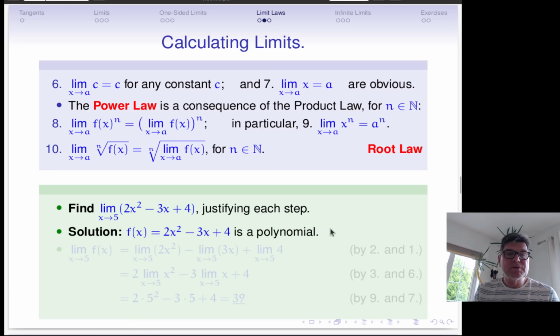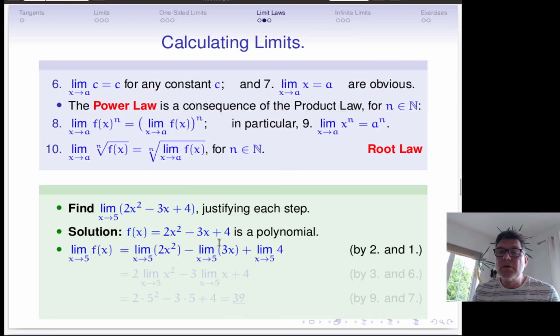So we use the notion of sum, difference, or multiples of functions here not to make new functions from old ones, but to take the new function and decompose it into older, simpler parts, as follows. The expression we're dealing with here is a polynomial. A polynomial is a sum of multiples of powers of x.